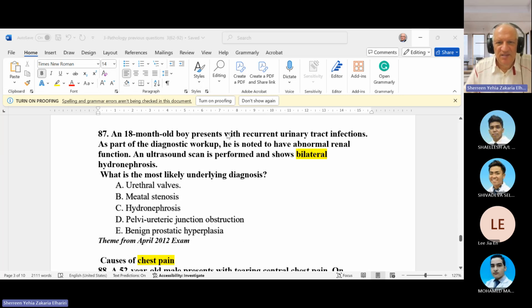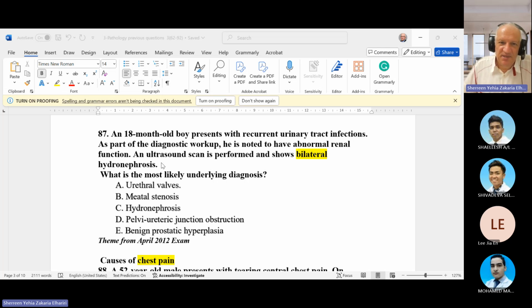An 18-month-old boy presented with recurrent urinary tract infection. As part of the diagnostic workup, he was noticed to have abnormal renal function. Ultrasound was performed and showed bilateral hydronephrosis. Of course, if the patient is old, bilateral hydronephrosis is straightforward benign prostatic hyperplasia.